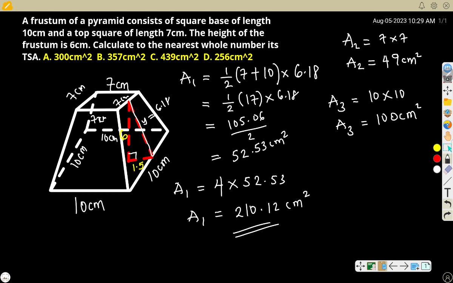So that means we've already found all the areas of the pyramid. We need to add everything together now. Adding everything together will give us the total surface area. Total surface area is equal to 210.12 plus 49 plus 100. So add everything: 210.12 plus 49 plus 100, that is 359.12.